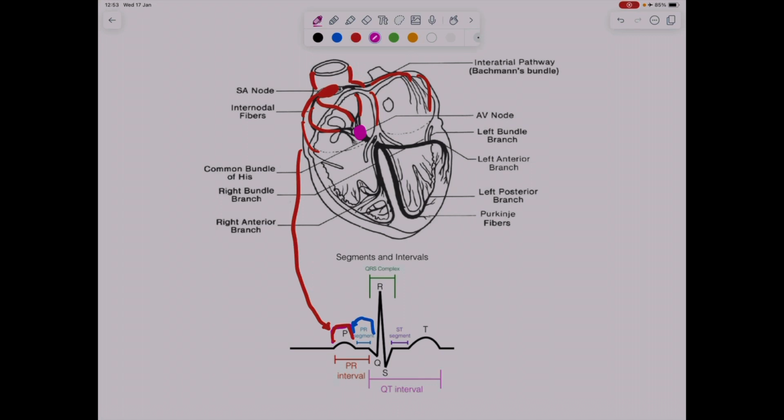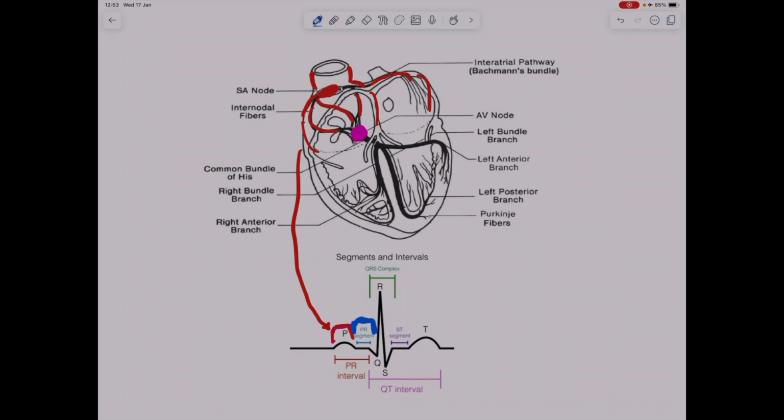Impulses are then delayed at our AV node. Now, AV node is my favorite node because this dude has a very important function, and that is to delay impulses from your atria to your ventricles, and this allows for ventricular filling in order to have sufficient blood volume prior to ventricular contraction, and this delay is represented on the ECG as our PR segment.